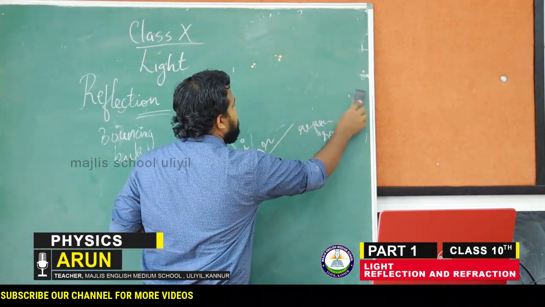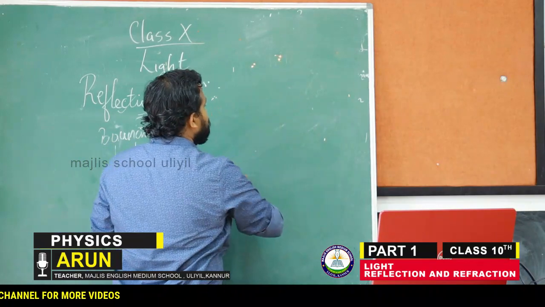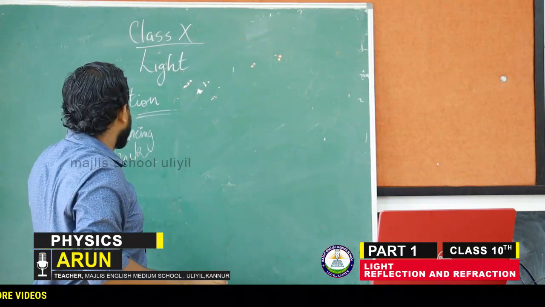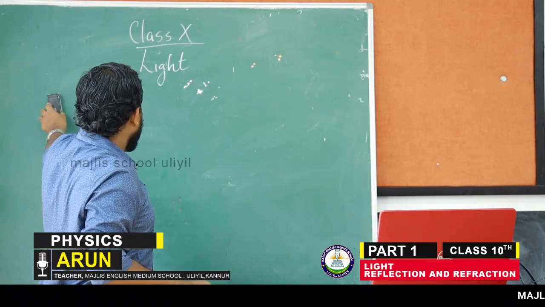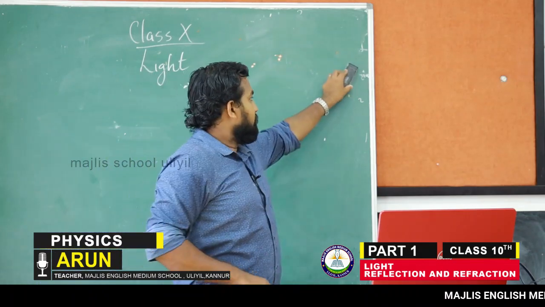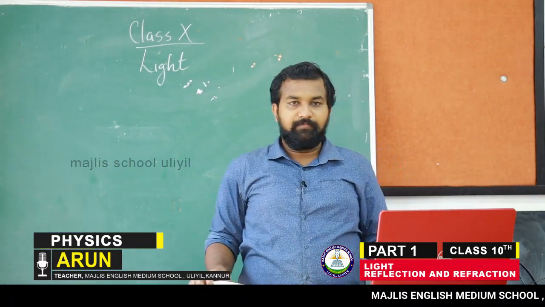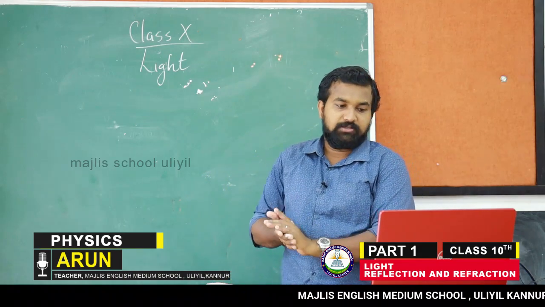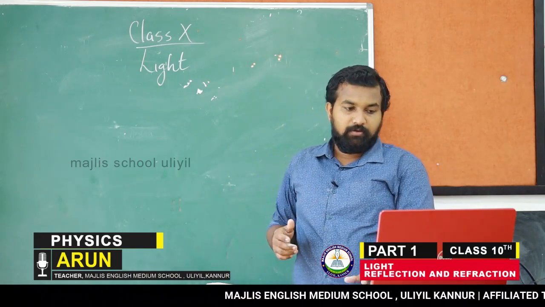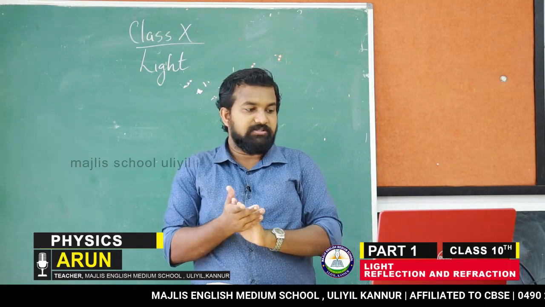Okay, so these are the laws of reflection. You have to study them by heart. There are two laws of reflection. One is angle of incidence is equal to angle of reflection, and the other is the incident ray, the reflected ray, and the normal all lie in the same plane. Okay, so that is clear.